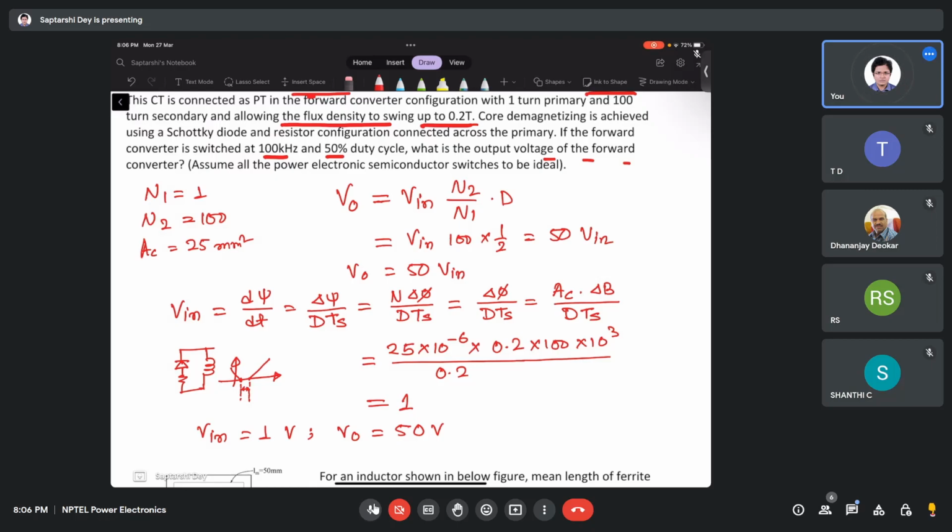Is it clear? Easy question. Only thing what they have done is they have given some information about the magnetic circuit, and they have said that in this much time this much is the increment in flux, so from there we can find out the input voltage. Rest is just the equation of forward converter, from where you can find the output voltage.